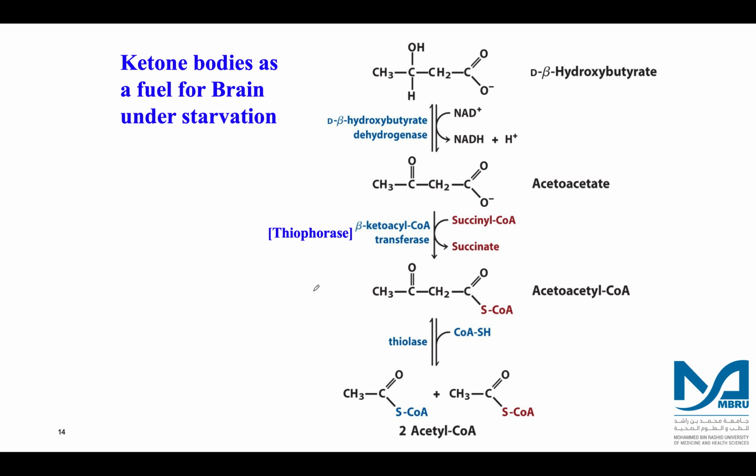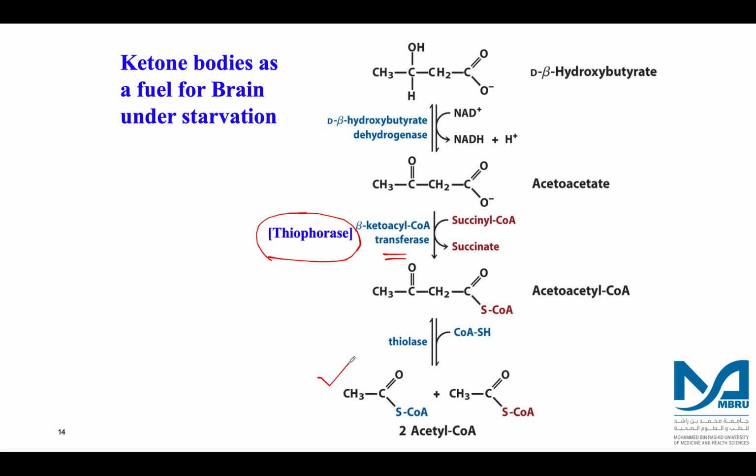Now, why or how is the brain able to break down ketone bodies? The brain expresses a particular enzyme known as thiophorase, or more specifically beta ketoacyl coenzyme A transferase. And the presence of this particular enzyme in the brain helps it to break down ketone bodies to acetyl coenzyme A.